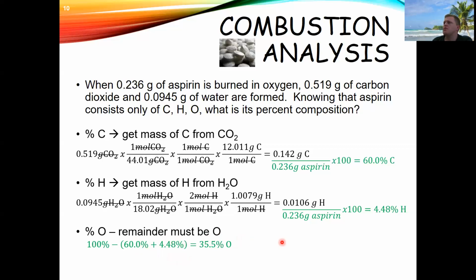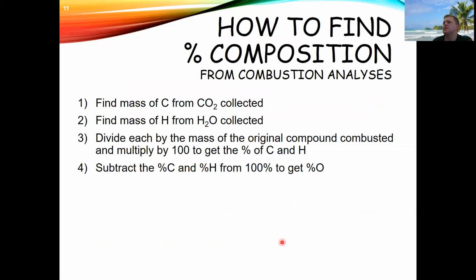Okay, so to review all of those steps, when we're finding our percent composition from combustion analysis, we're going to find the mass of carbon from CO2, we're going to find the mass of hydrogen from H2O, we're going to divide each of the masses by the original compound combusted, multiply by 100% to get the percent of carbon and hydrogen. And then we're going to take 100%, subtract percent carbon, percent hydrogen to get our percent oxygen.